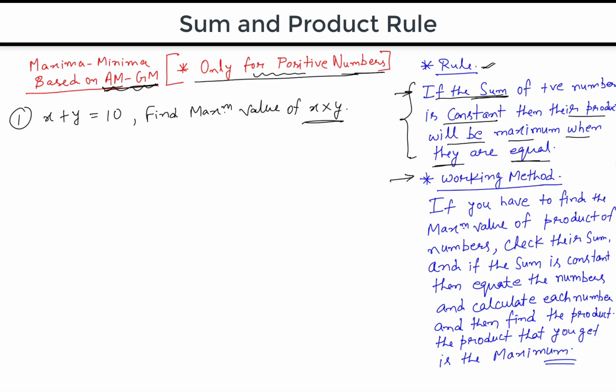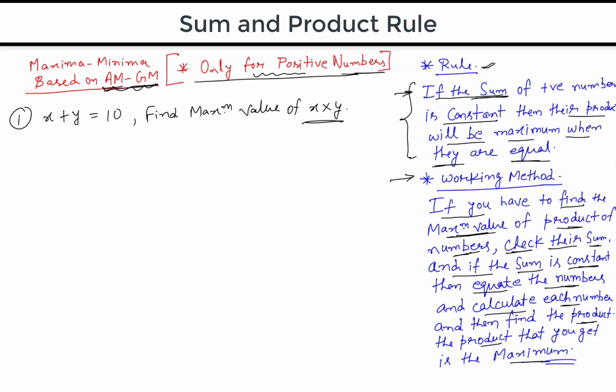What is the working method? If the question is asking the maximum value of the product of certain numbers, what do you have to do? You have to first check the sum of the numbers that you are going to multiply. If you get the sum to be constant, then equate all those numbers, calculate the value of each number, and then find the product. This product that you get will automatically be the maximum value of the product.